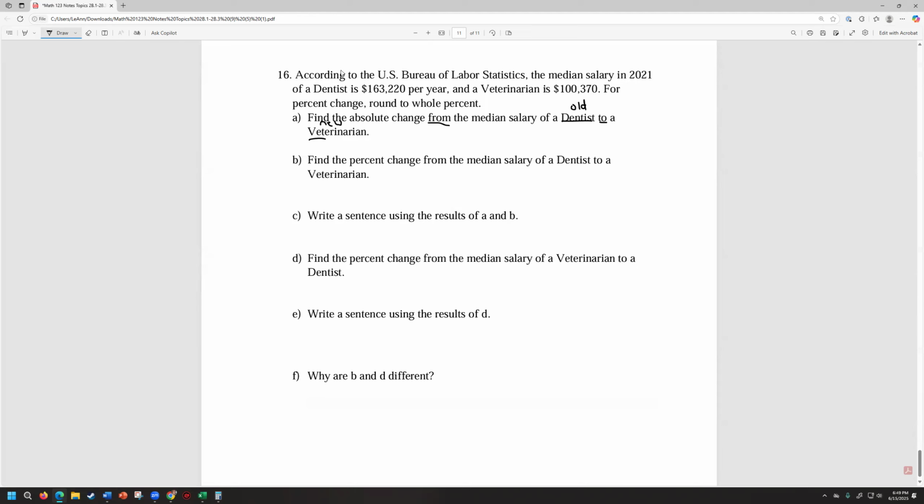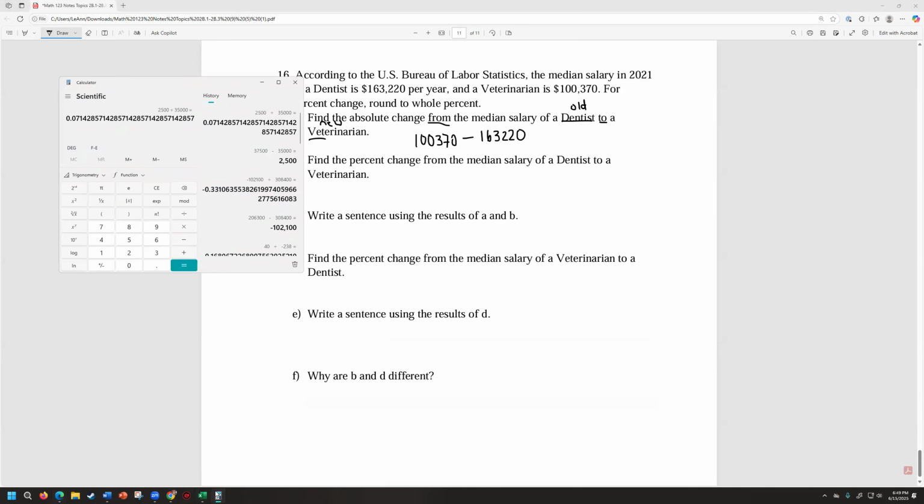So we're going to do new minus old for absolute change. So $100,370 is the new, minus the old. And that's because of how they told me to do this. They gave me the from and the to. So we're subtracting the dentist from the vet.